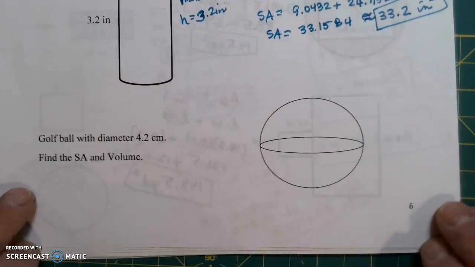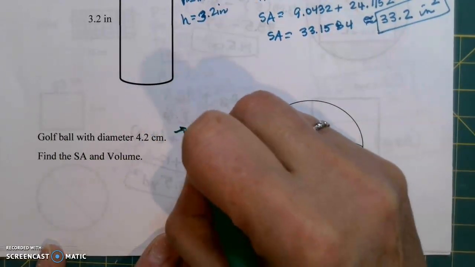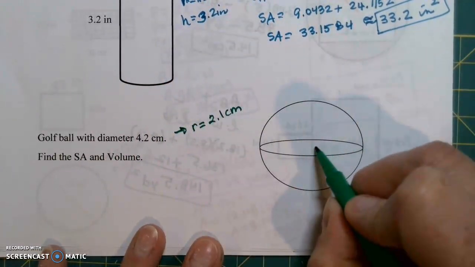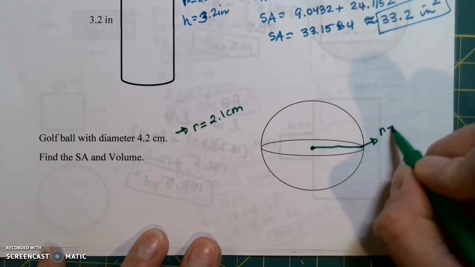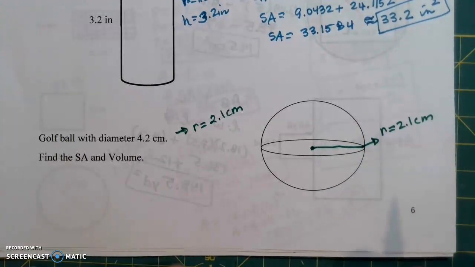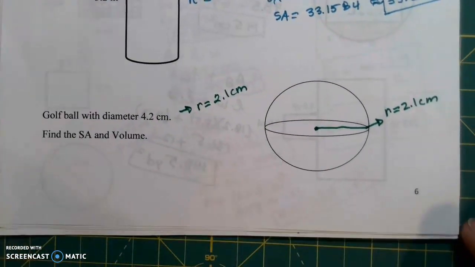All right, last one here, we have our sphere, and it has a diameter of 4.2, so I am automatically going to think to myself, all right, my radius is 2.1 centimeters, because that's really the only piece of information I need to do all of my stuff with a sphere. So I'm going to pause here, and I will do the rest of this on the next video.